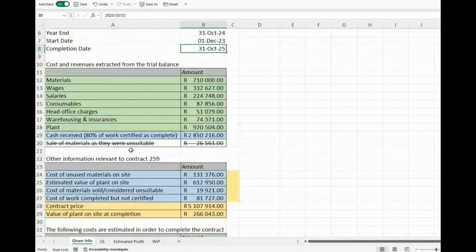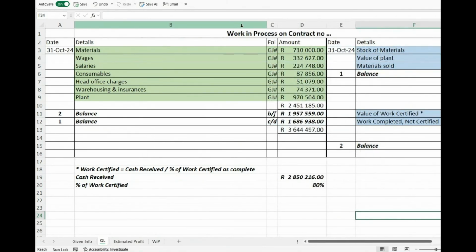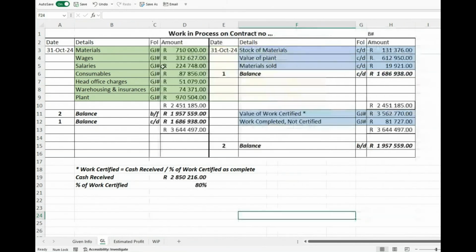So first thing we're going to do is complete our general ledger. The work in process on the contract number, you will be given the contract number, you can just put it in. Okay. The materials, the wages, the salaries, the consumables, the head office, the warehousing, and the plant. Let me just, I see there's a little, oh, that didn't work. Okay, I just wanted that warehousing and insurance to feature properly there. Okay, so all of these things are given. It's the green that you've marked out, and I've just pasted it like that. And on the credit side, I've taken the stock of the materials, the value of the plant and the materials sold.